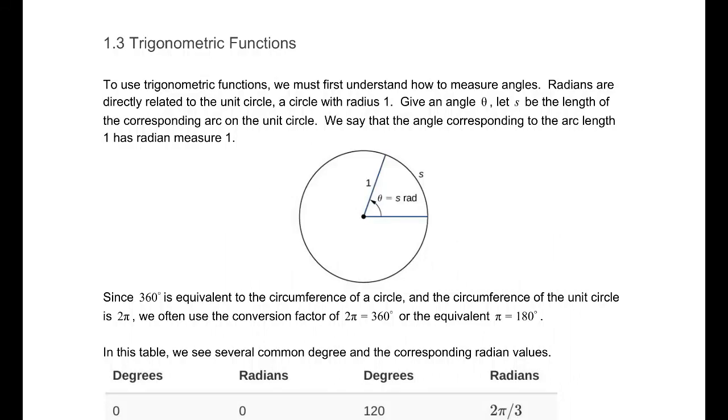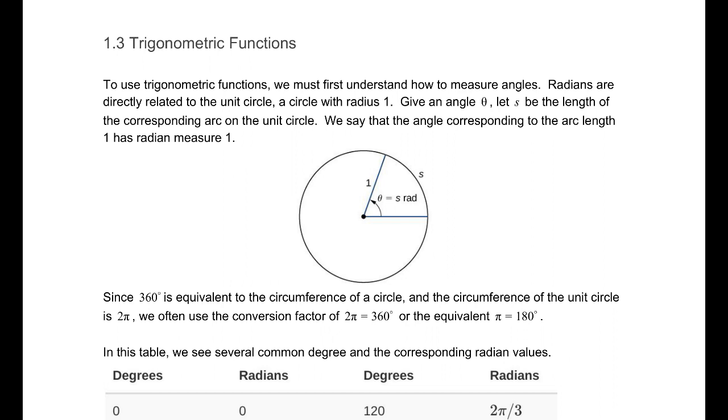Section 1.3, Trigonometric Functions. There are a few things I really want to hit on that are very important here. One is how we measure angles is very different. Radians are directly related to our unit circle, a circle with a radius of 1.